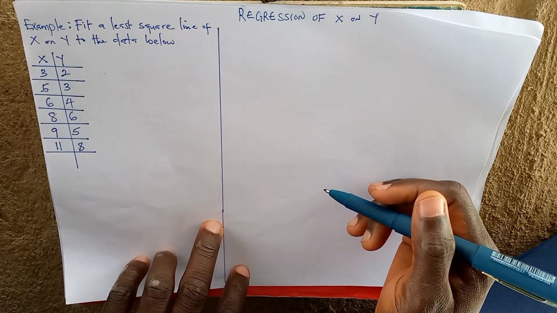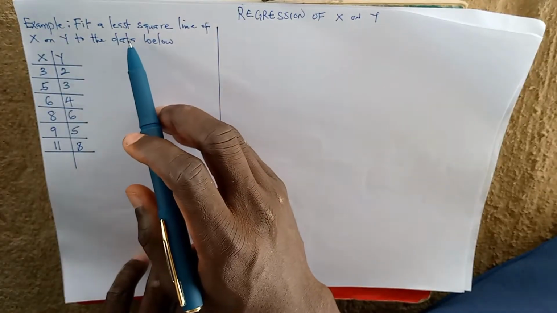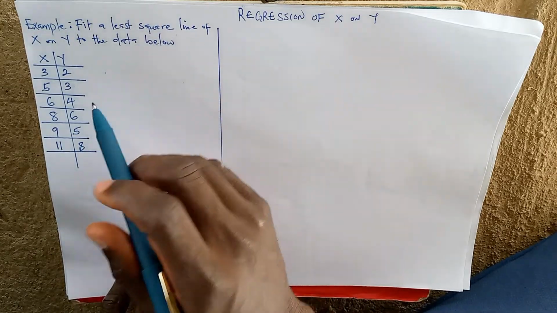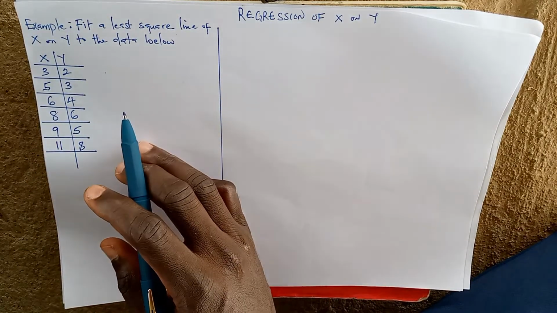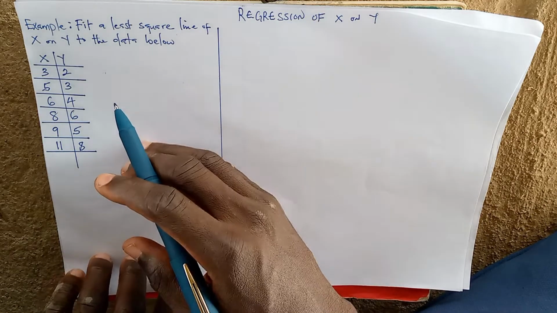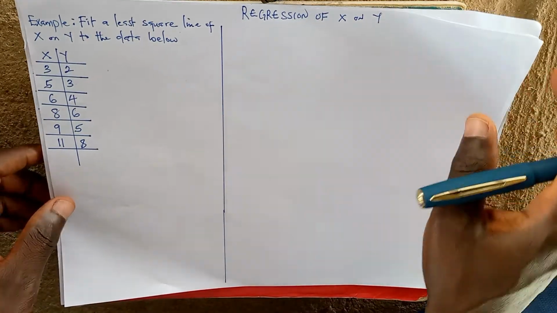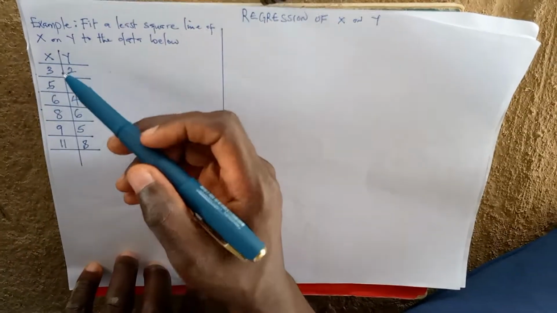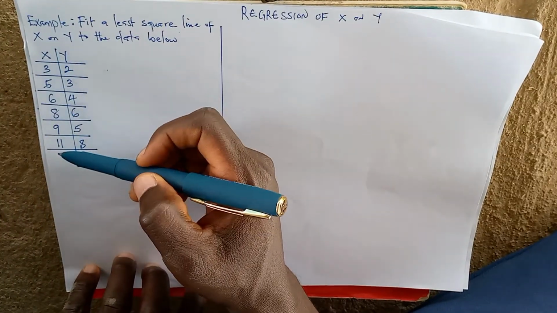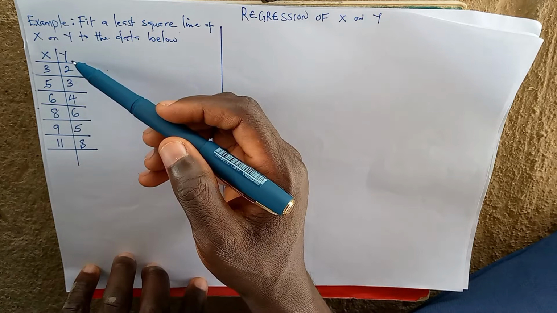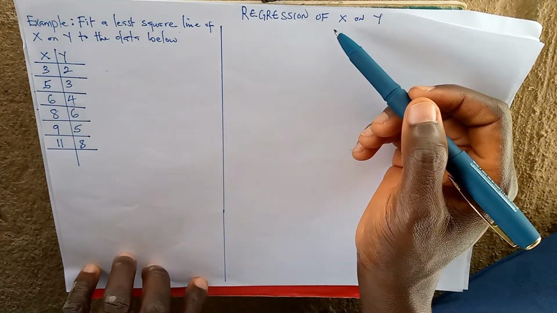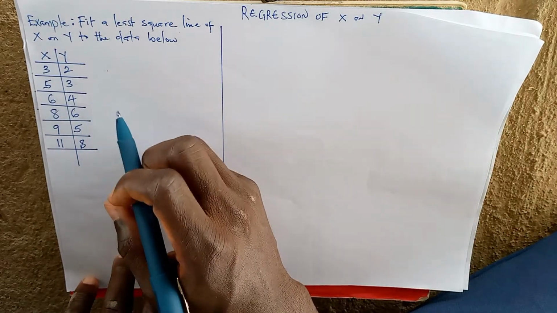The question says fit a least square line of x on y to the data below, and this is the data. So now we are looking for the coefficient of regression of this model. We have a column for x and we have the y column. Now we want to fit a regression of x on y using this data.